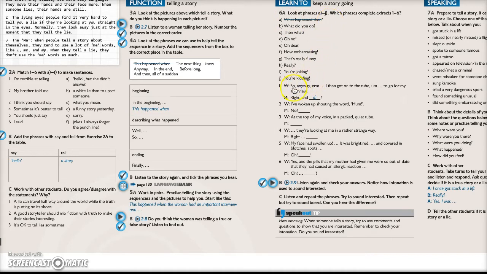If you want to look at the dialogue, the script says here's a woman and man. So anyway, I then got on the tube. So the tube is the underground, right? And to go for my interview. Right. And what happened then?